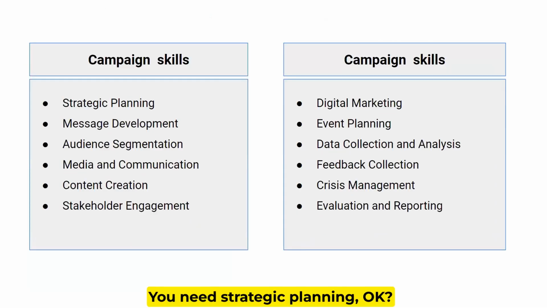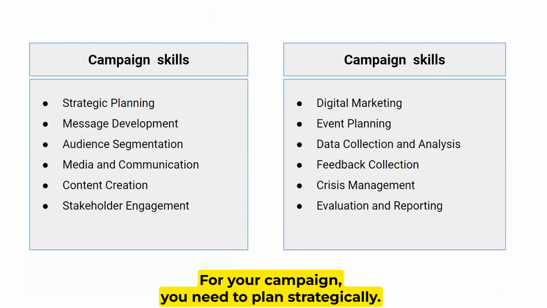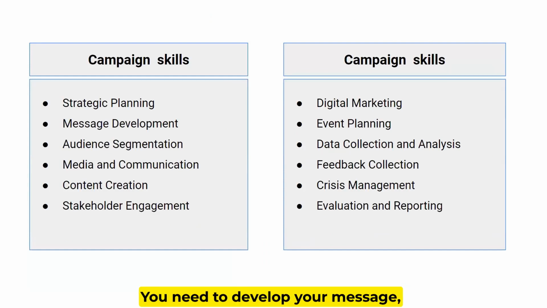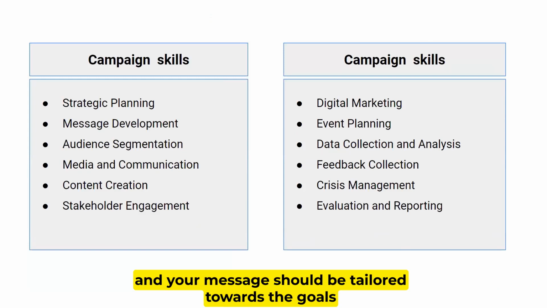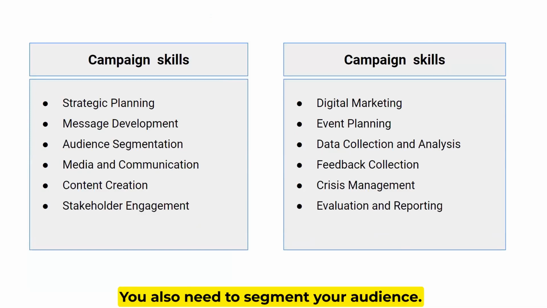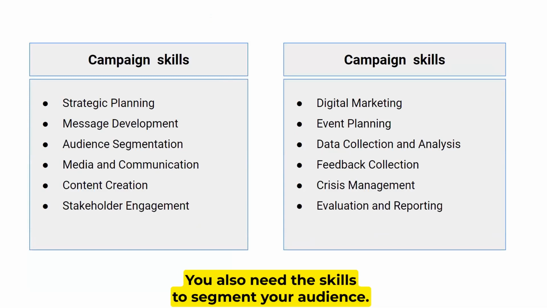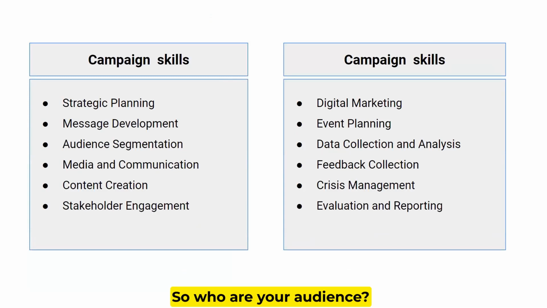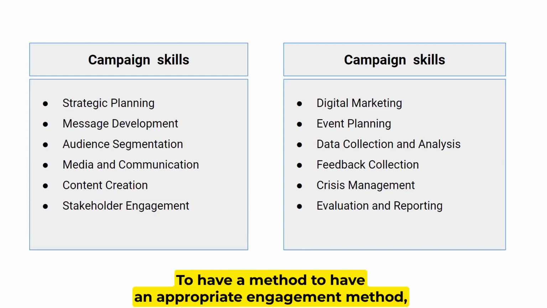So campaign skills, you need strategic planning, okay? For your campaign, you need to plan strategically, you need to develop your message, and your message should be tailored towards the goals of your community engagement initiative. You also need the skills to segment your audience. So who are your audience? Are they old? Are they young? So you need to segment them so that you will be able to have an appropriate engagement method.